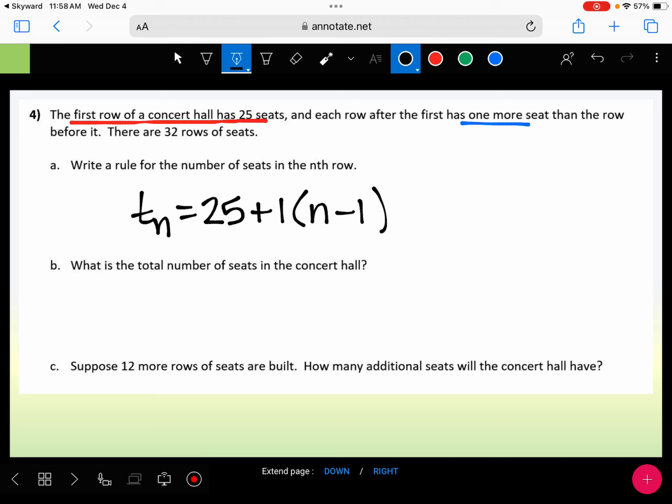So we need to know two things. We need to know how many are in the first row and what's the common difference. So row 1 has 25 seats and they're adding one more seat. So that means the common difference is 1. Raise your hand if you had that. All right, it's asking for the total number of seats in the concert hall. How many rows are in this concert hall in all? 32. So we need to know T32. Use that rule to find T32.